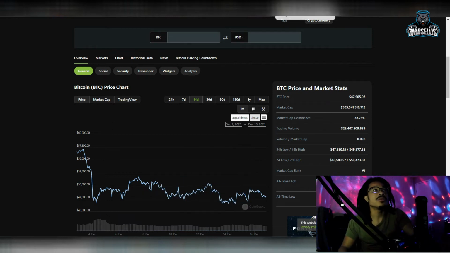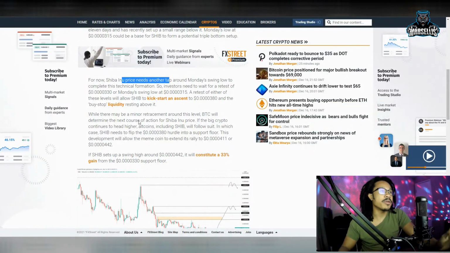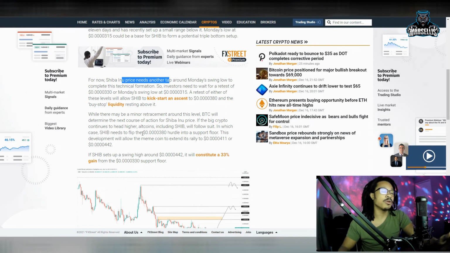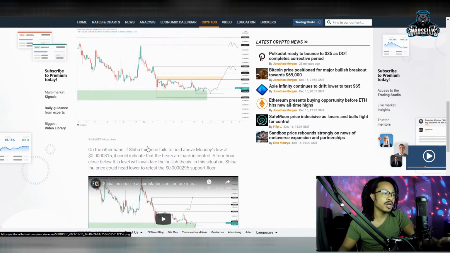But anyways, we still got some good stuff for Shiba Inu if we can stay above that support floor. But yeah, pretty much over here, if Shiba sets an upswing high around 442, it will constitute a 33% gain from the support floor of 330. That's pretty much what they're talking about with the gains.